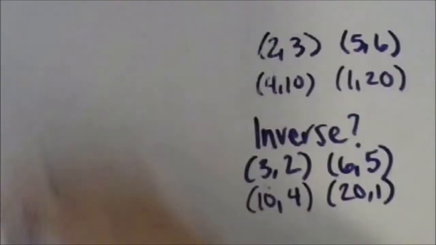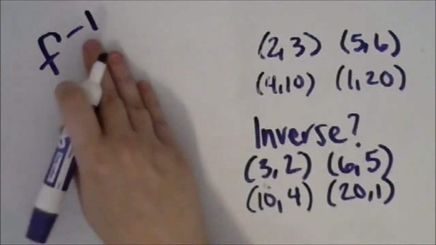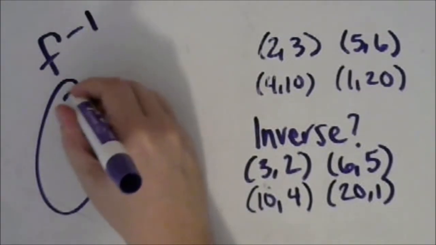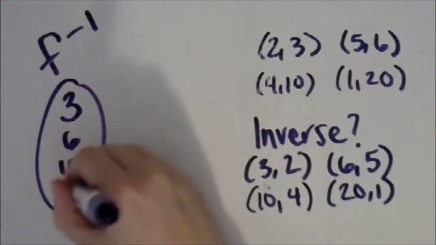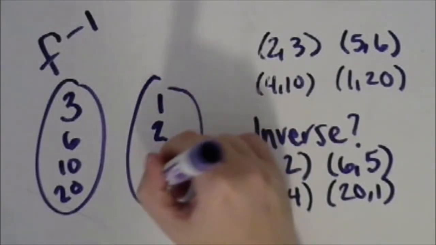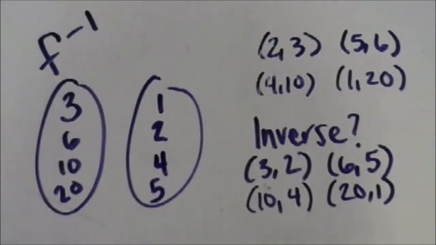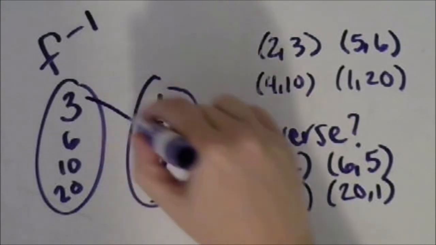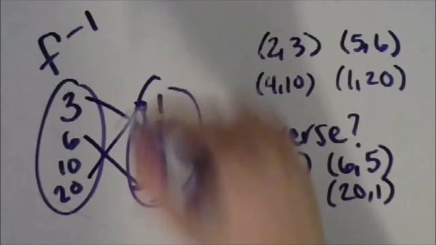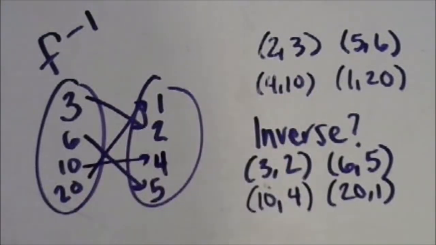So as a mapping, f inverse, this is the notation we use for an inverse function, is f to the -1 power. Our domain bubble will now be 3, 6, 10, 20, and our range bubble will now be 1, 2, 4, and 5. And you can see that I did put them in increasing order, which is the way that a relation mapping should be drawn. So we have 3 to 2, 6 to 5, 20 to 1, and 10 to 4. This is the inverse mapping.